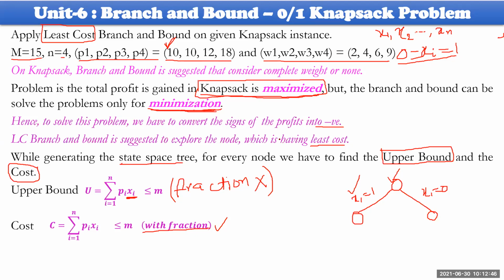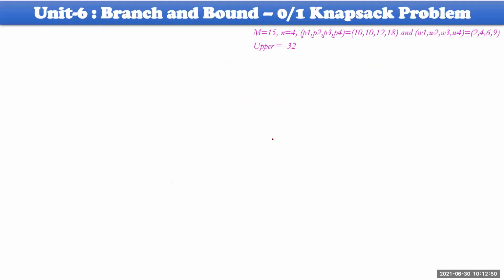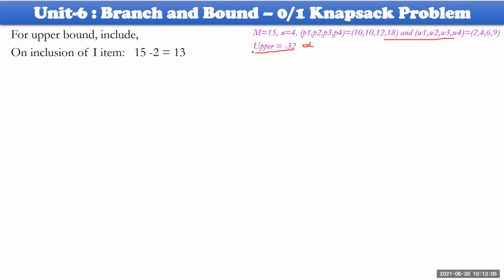Then we'll move to the actual problem. Look at this, I have given the entire problem here. I'd like to consider the upper bound, initially, as infinity. After identifying the upper bound for each and every item, it becomes 32. Of course, we said that everything will be in negative.